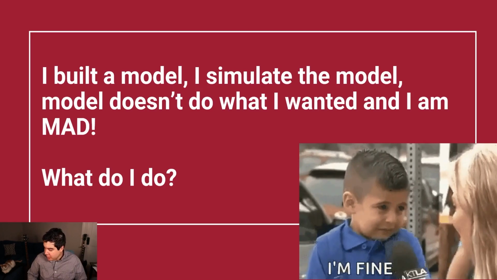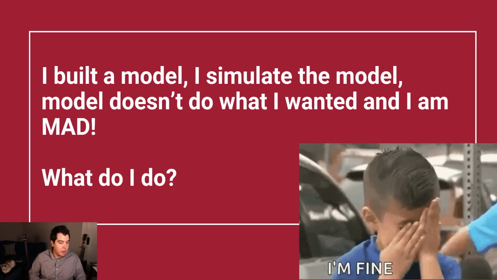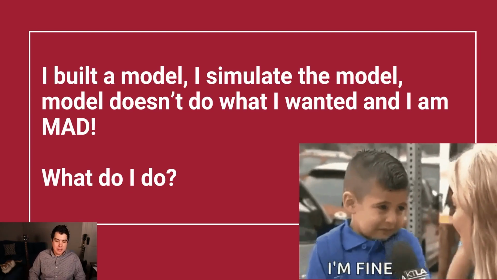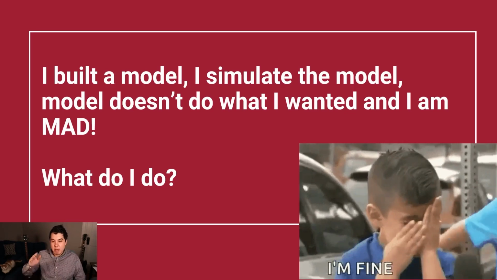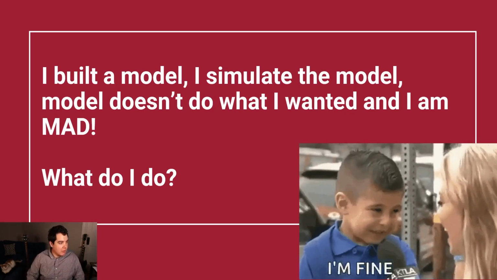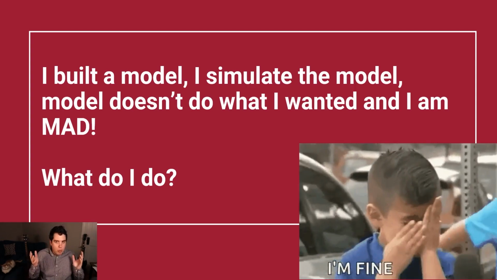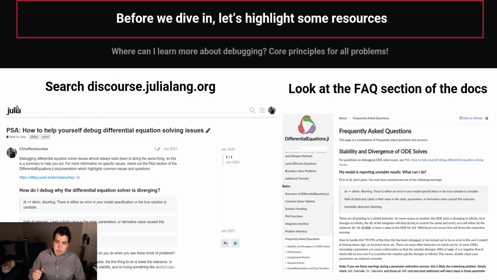So for example, you're like, I built a model of a population and the population increases over time. I thought the population was supposed to be constant and now I'm mad, right? Now, once you figure out that your simulation is doing something you didn't expect it to, what do you do about that?